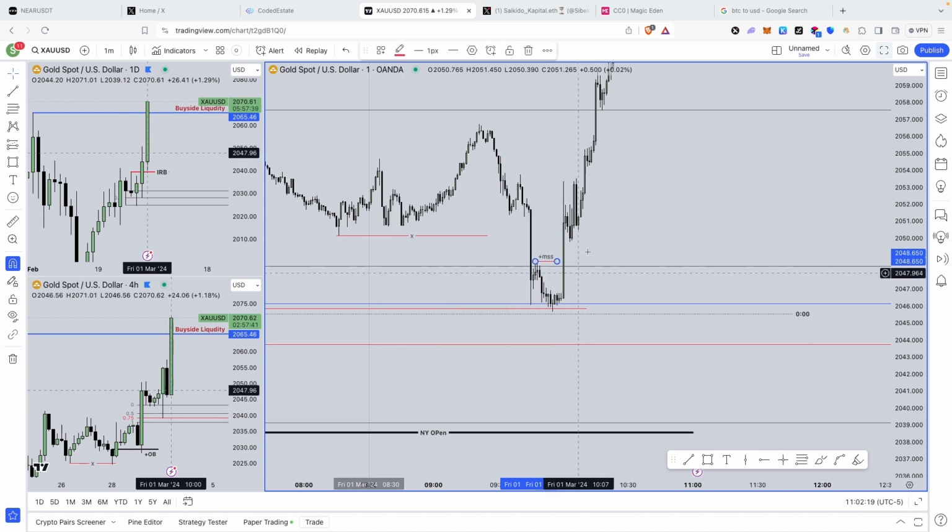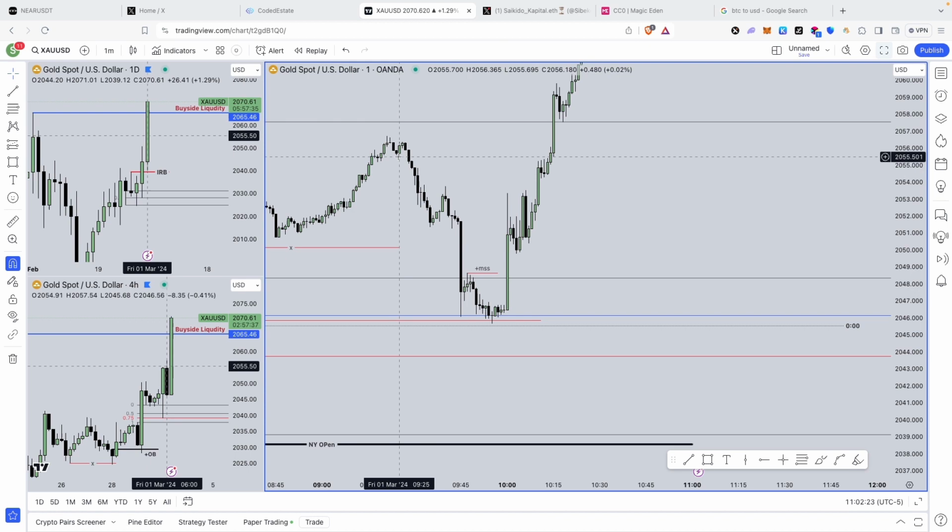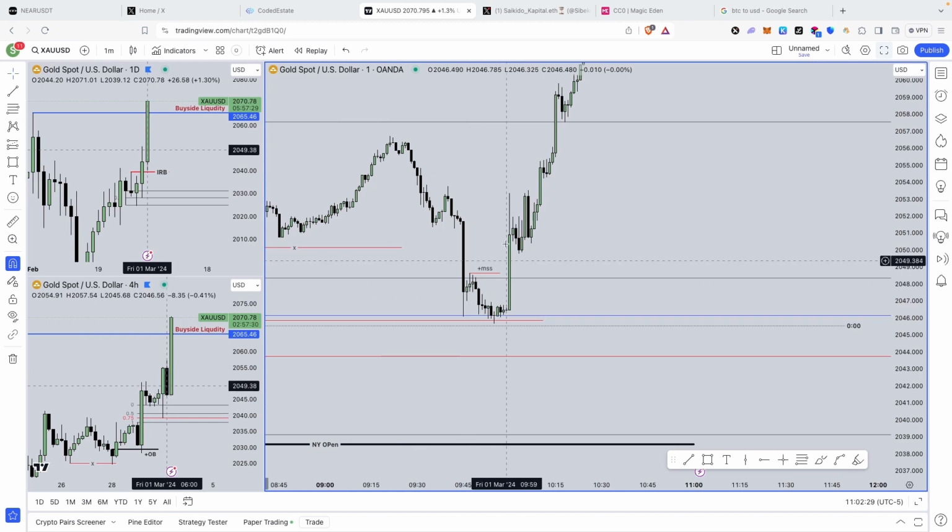Another thing, some people call it a bias flip because you can see that we've been breaking the lows, going all the way down, respecting the highs, but now we are violating the high and it displaces above it, okay?